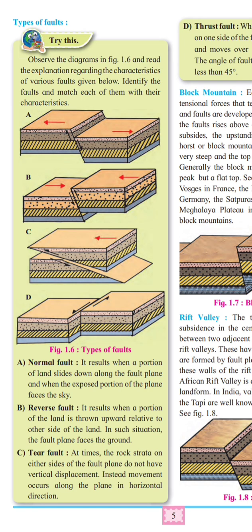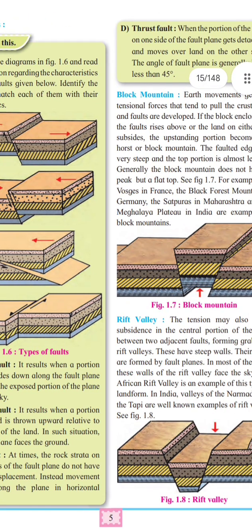Tear fault: the movement is horizontal, there is no upward or downward displacement. Thrust fault: one block of land is pushed over another. The fault plane usually makes an angle of less than 45 degrees.